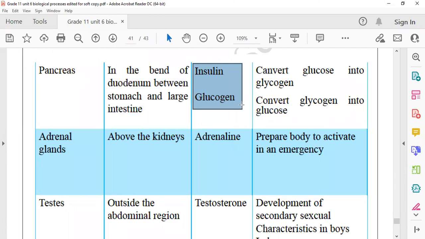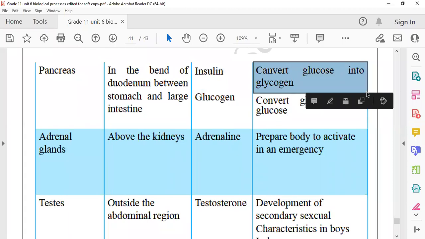Glycogen. It's not glycogen. Is it written GLY? Read it correctly. Glucagon. What are the two hormones secreted by the pancreas? Insulin. Glucagon. Insulin's work is this.